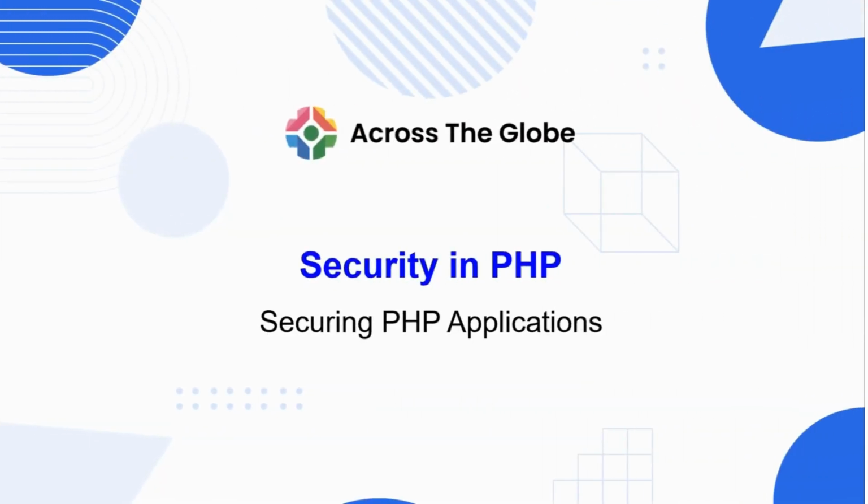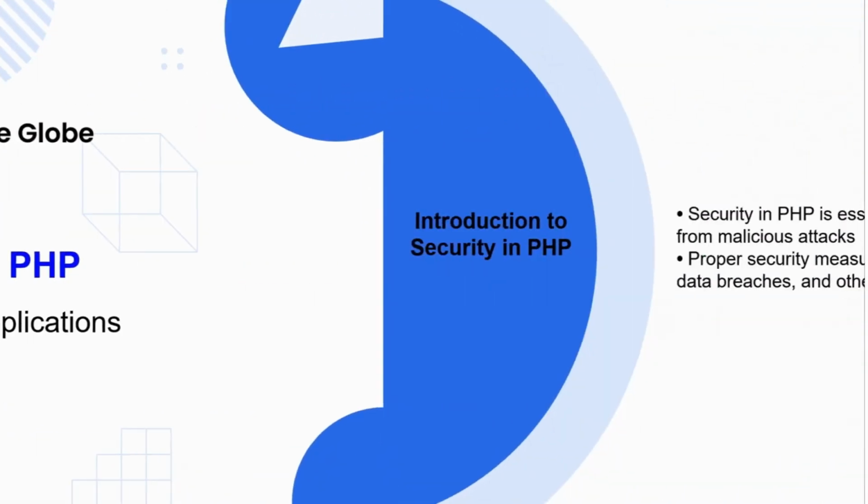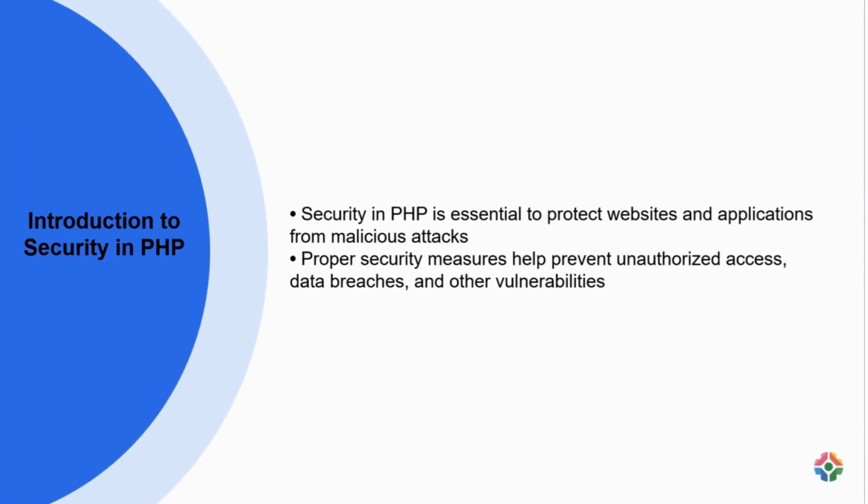Today we will learn about security in PHP. Security in PHP is crucial for safeguarding websites and applications against malicious attacks. By implementing proper security measures, such as input validation, parameterized queries, and data encryption, developers can mitigate the risk of unauthorized access, data breaches, and other vulnerabilities.